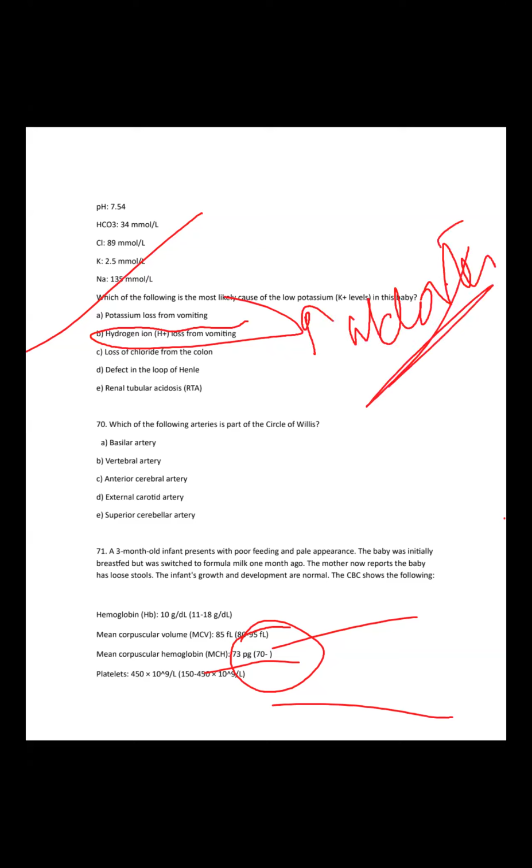Aldosterone, okay. Which of the following arteries is a part of the circle of Willis? So it is the anterior cerebral artery.